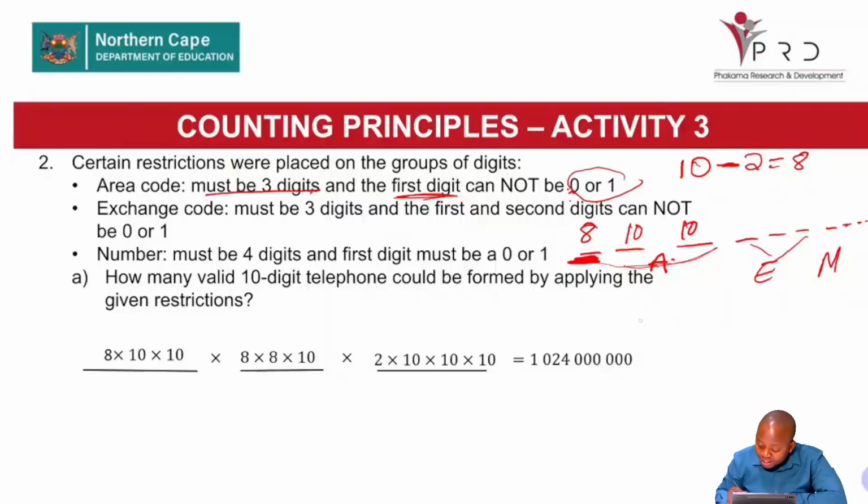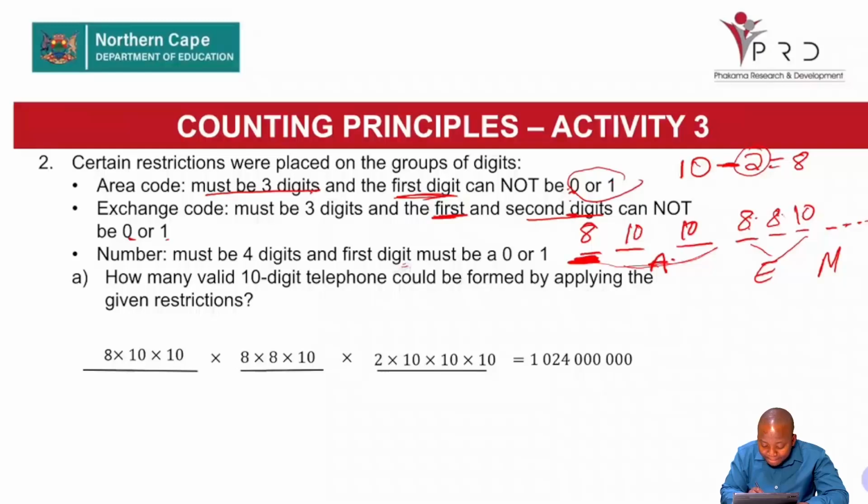Now let's come to E, the exchange code. On our exchange code, what are we told? We are told the restriction is that the first and the second digit cannot be 0 or 1. 0 or 1 is how many numbers? It's 2. So we have 8 to choose from and 8 to choose from here. It cannot be 0 and 1 in these two positions. And the last one can be any number, so it can go up to 10. The last one, what I was saying, the number must be 4 digits.